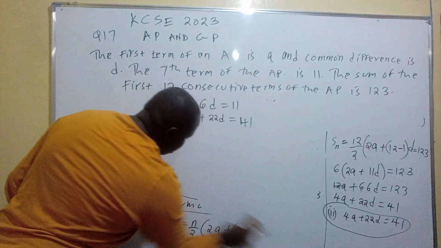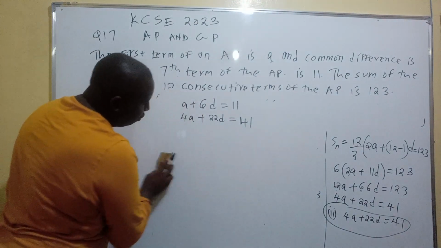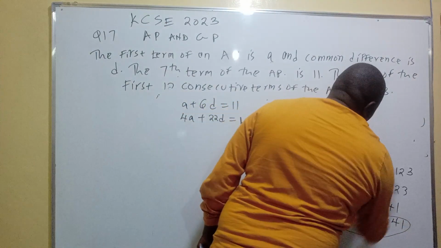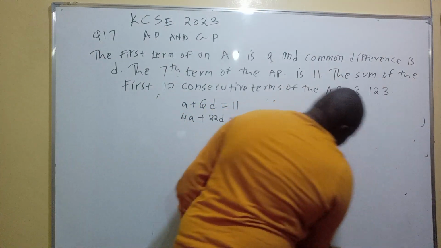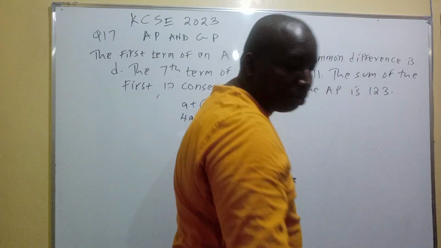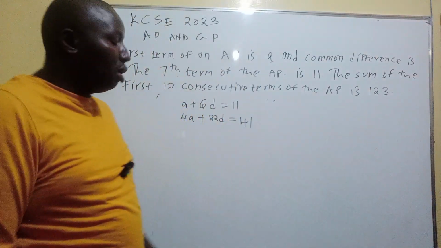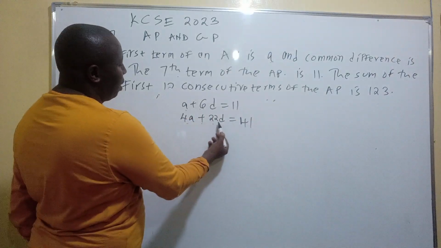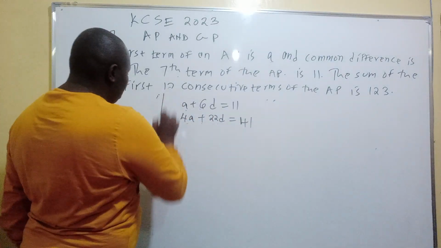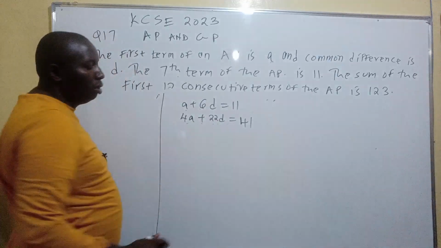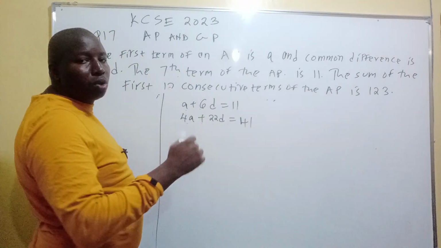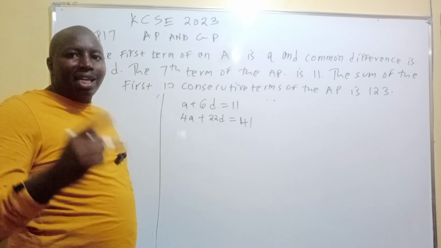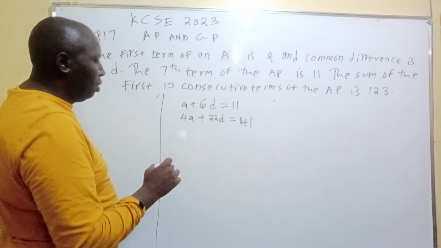You need to solve those two equations. So let's see, how do you solve this simultaneous equation? A plus 6D equals 11, and 4A plus 22D equals 41. When I check these two equations, you can choose to eliminate or to substitute. So let's use the method of substitution.